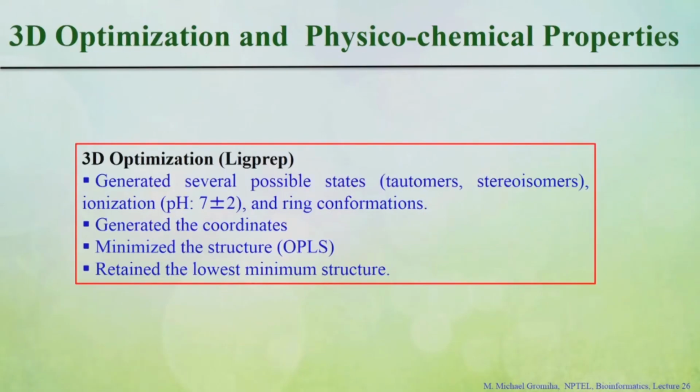Now, first we get the ligands, first we do the optimization, right. We discussed earlier, we need the stereoisomers and the different tautomers, and we can do the ionization and so on, right, make all these things perfect, and we generate the coordinates using all these various possible states. Then you minimize the structure using the OPLS force field, with which you can calculate the energy, and finally retain the lowest minimum structure. For each ligand we get different conformations based on the possible states, generate the coordinates, minimize the structure, and retain the minimized structure, right. Likewise we prepare the ligands.